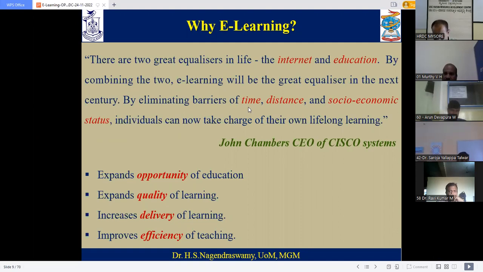The distance doesn't matter. So time, distance, and socio-economic status will never come into the picture in today's learning technology, right? Because we have the internet and education, and this eliminates the barriers of time, distance, and socio-economic status, and now individuals can take charge of their own lifelong learning. You can learn anytime, anywhere, right? That's what is said by John Chambers, CEO of Cisco Systems.